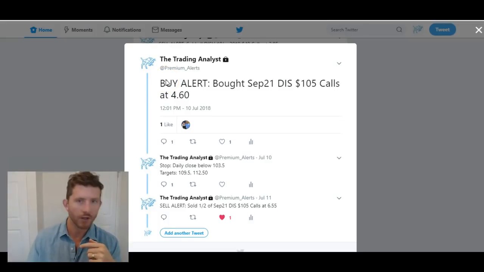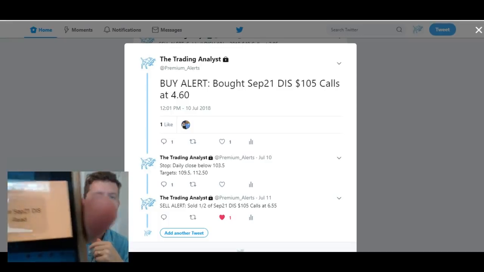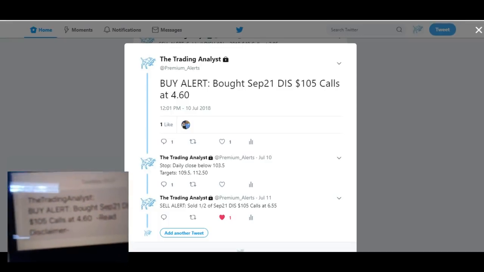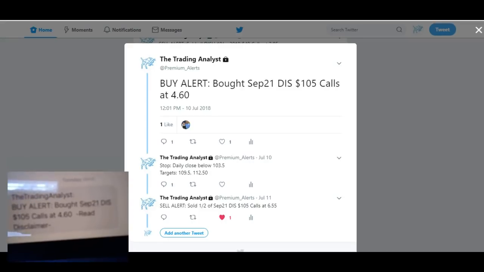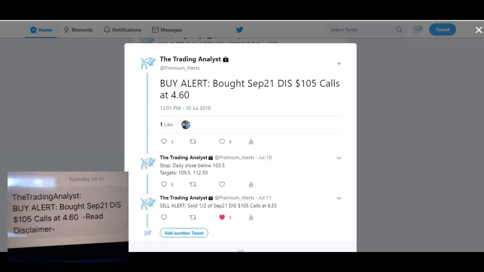So actually, I suppose I could, but you know what? I actually think that I will show you the alert just so you can see how it works. So I took a screenshot of the alert. Let's see. There it is. So buy alert, bought the September, and you can see it on the webcam is where I'm showing it to you.